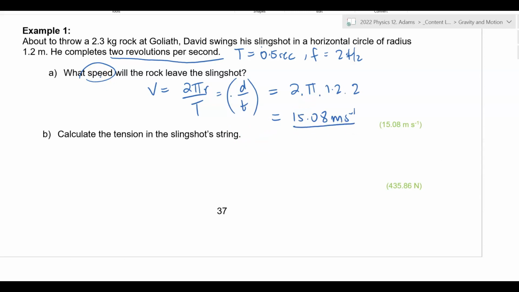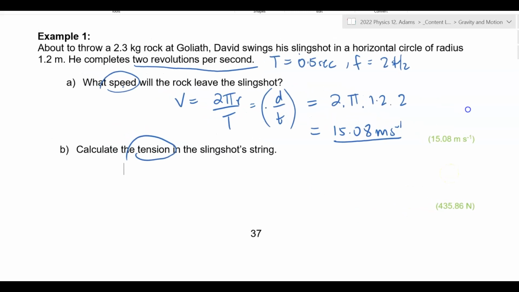Secondly, part B, the tension in the slingshot's string. What that's essentially asking is, what is the centripetal force? Okay, so we recognize that the tension supplies the centripetal force, and if we look up to the top of this page, it's just mv squared on r. We know m, the radius is 1.2 meters again. We've worked out our v, 15.08. Don't forget to square it.